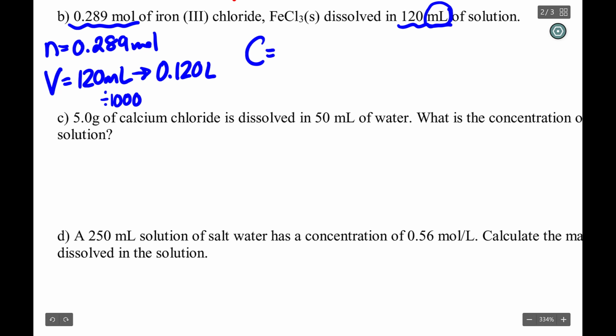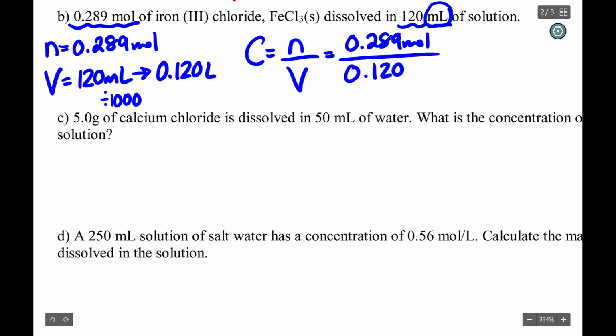I can now substitute into my equation C is equal to n over V. So I've got 0.289 moles for every 0.120 liters. I plug that into my calculator.